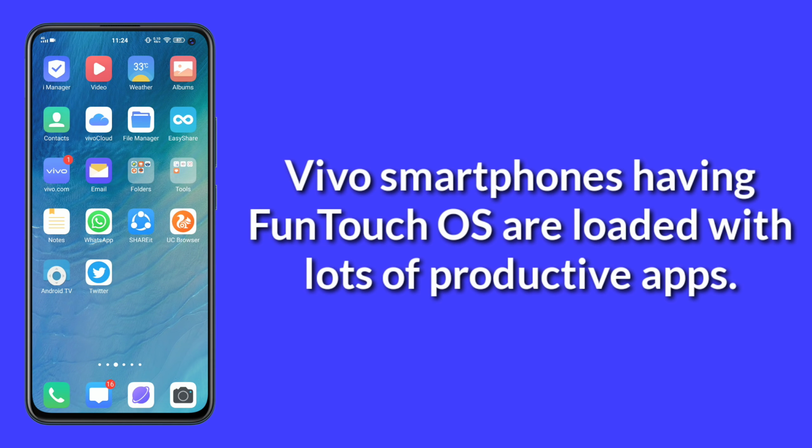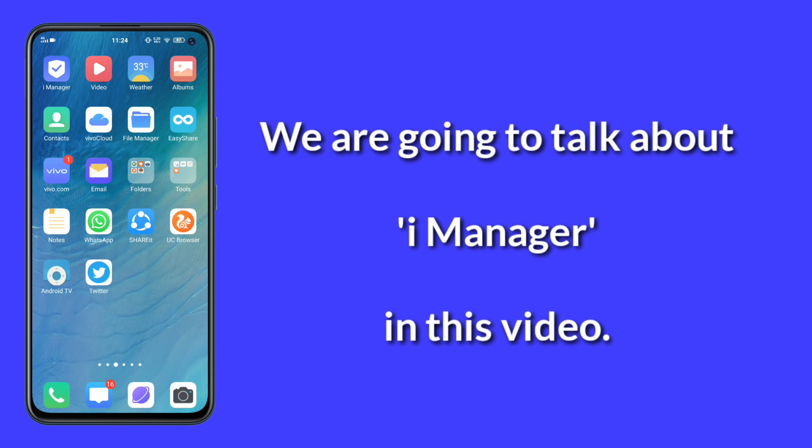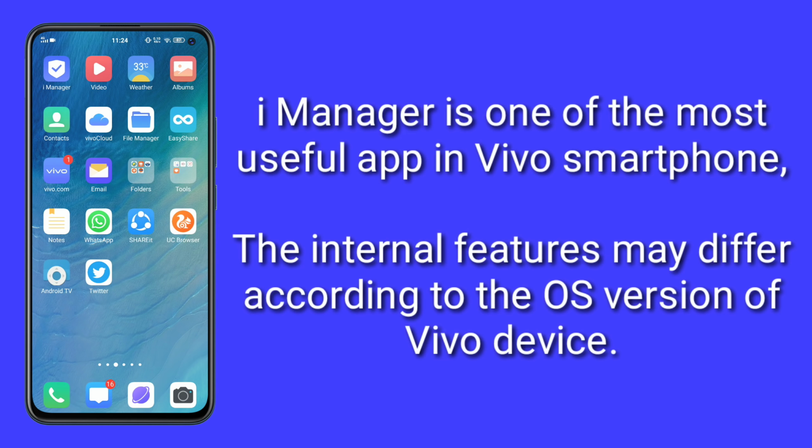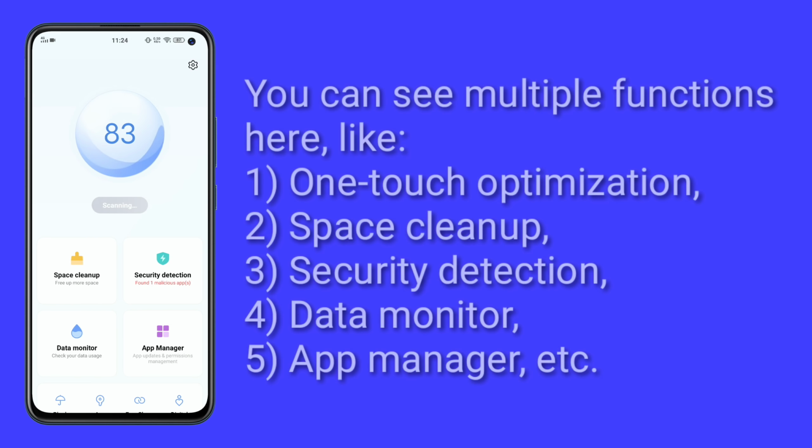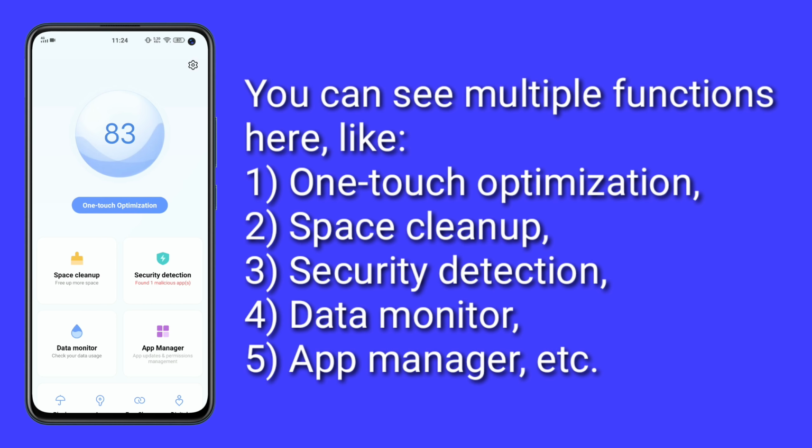Vivo smartphones having FunTouch OS are loaded with lots of productive apps. We are going to talk about iManager in this video. iManager is one of the most useful apps in Vivo smartphone. The internal features may differ according to the OS version of Vivo device. Touch iManager icon to open it. You can see multiple functions here: one-touch optimization, space cleanup, security detection, data monitor, app manager, etc.